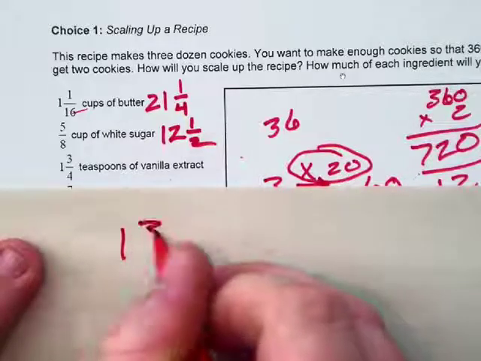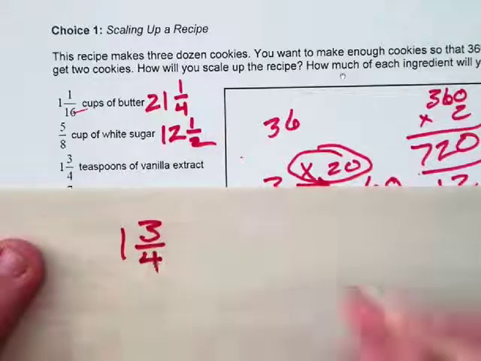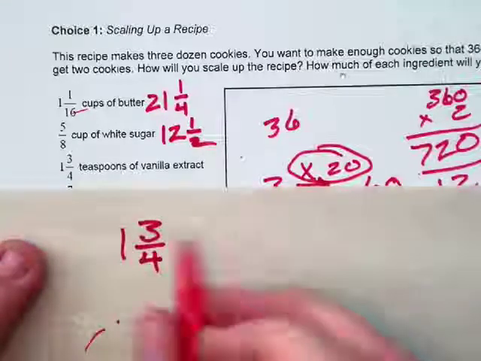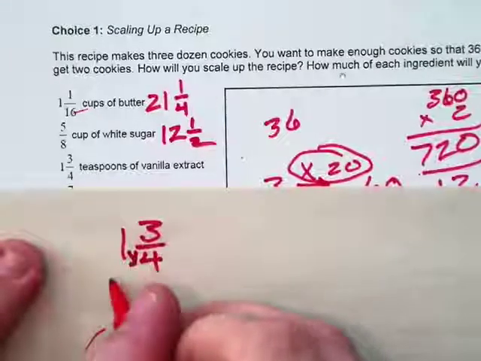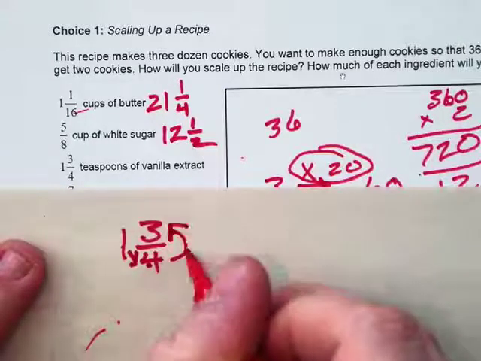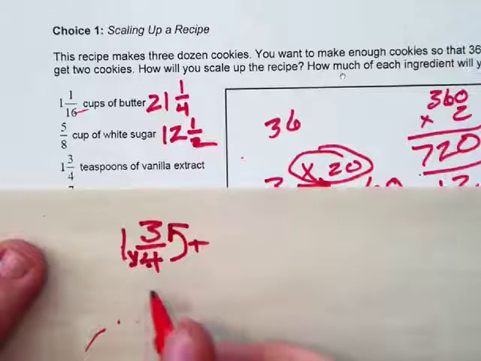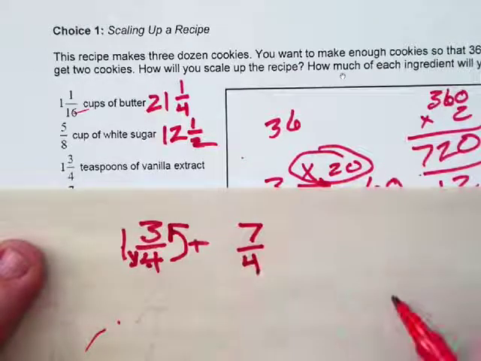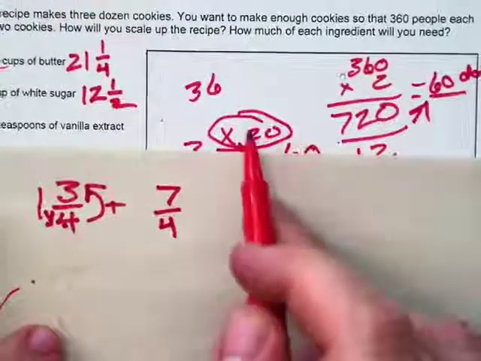1 3/4. We're scaling it up, but in order to scale it, let's convert it all to an improper fraction. So we multiply the denominator. 1 times 4 is 4. And then we add the numerator. 4 plus 3 is 7. So that becomes 7/4. Okay, we're multiplying by 20.